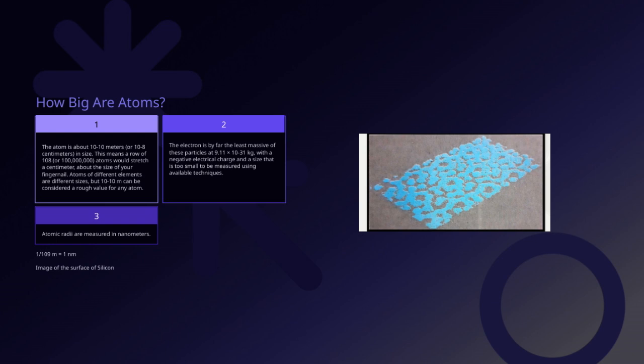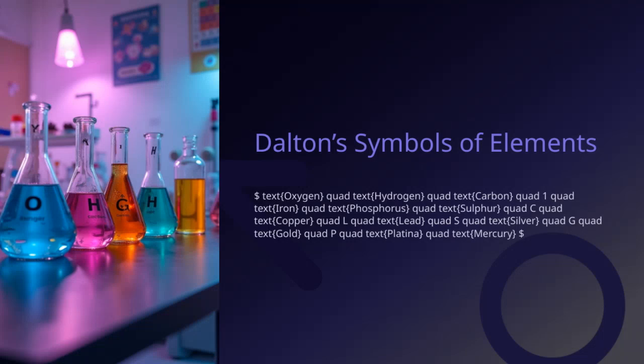So, in summary, atoms are extremely small, roughly 10 to the minus 10 meters in size, and understanding these scales helps us grasp the nanoscale world we're exploring, especially in materials like silicon. Now, let's take a closer look at Dalton's symbols of elements. On this slide, you'll see several symbols that represent different elements.